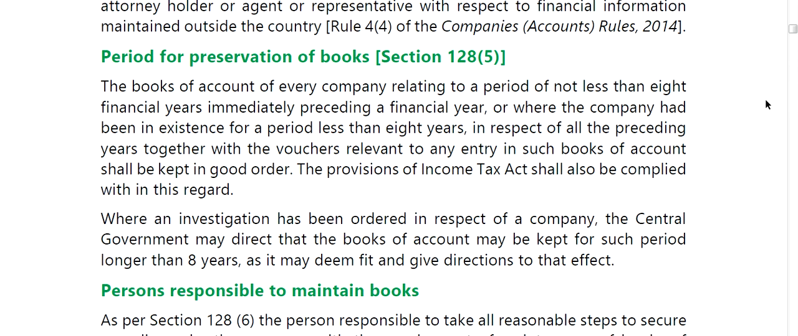Now comes the period for preservation of books. The books of account of every company relating to a period of not less than 8 financial years immediately preceding the financial year, or where the company had been in existence for less than 8 years, in respect of all the preceding years, together with vouchers relevant to any entry in such books of account, shall be kept in good order. The provisions of income tax shall also be complied with in this regard.